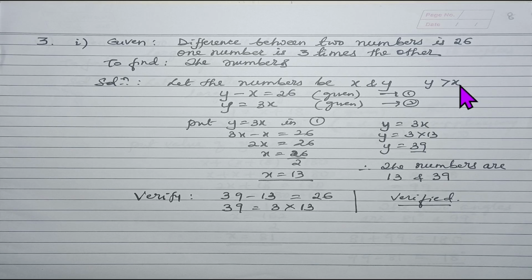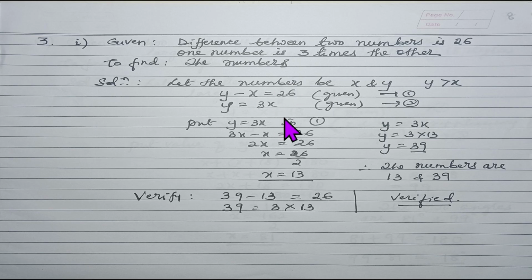Now if y is greater than x, y minus x is equal to 26, because the difference between two numbers is 26. The difference between two numbers y minus x is equal to 26 because y is greater than x. So let us call this equation 1. And also we have been given that one number is 3 times the other. Definitely the greater number is 3 times the smaller number. So y is equal to 3x, and that is equation number 2.